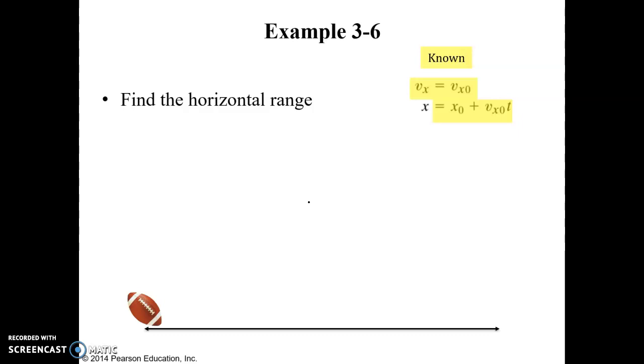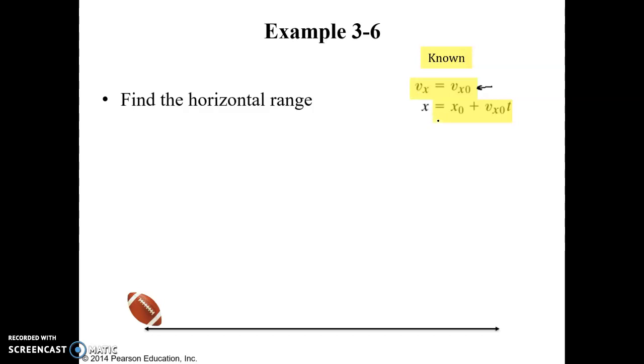All right, and finally we want to know how far it goes. This is probably the most important thing a kicker wants to know when he kicks off the ball. How far is it going to go? So now we look in the x direction. We have these x formulas. This first formula isn't really very helpful. This is just essentially a reminder that the horizontal velocity doesn't change. The initial velocity is equal to the final velocity.